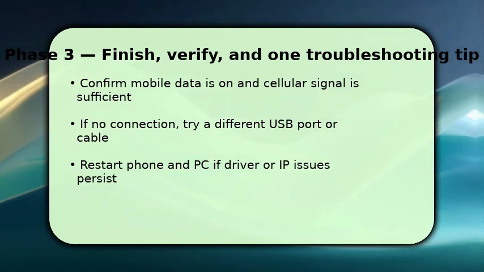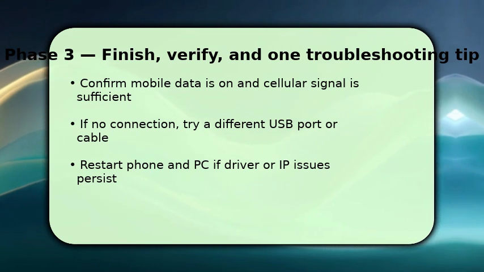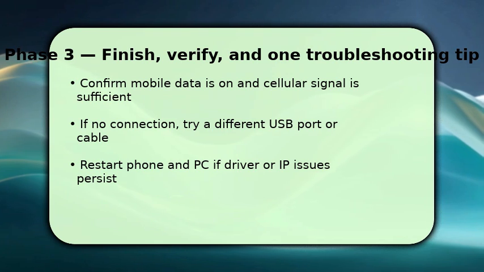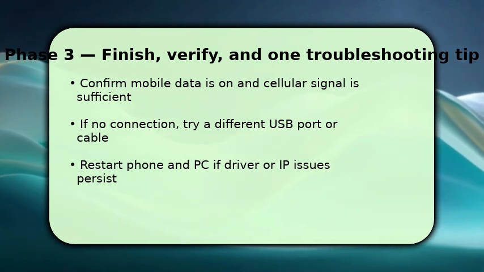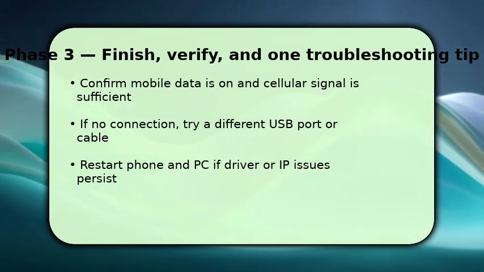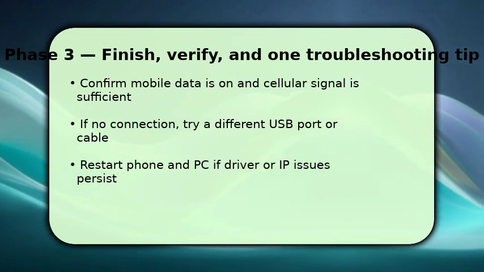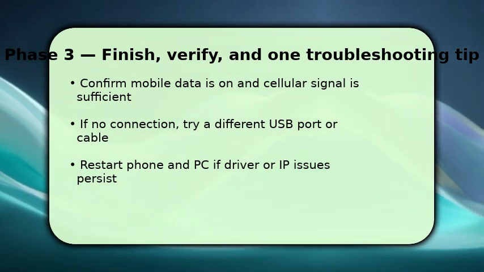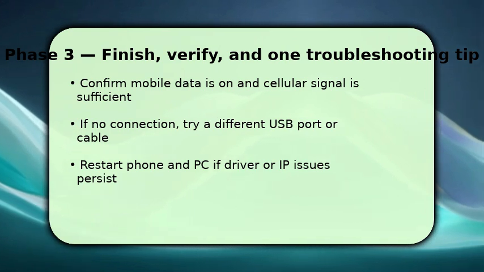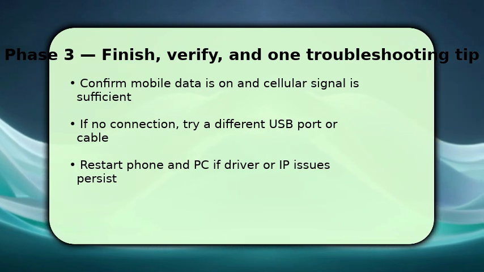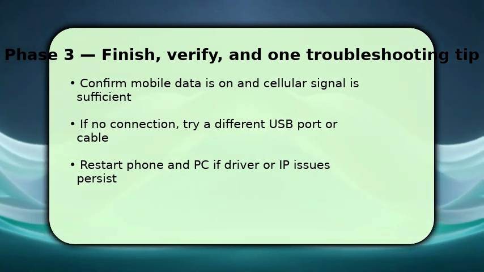If nothing appears, make sure the cable is in the phone's primary USB port and try another cable or port, since power-only cables are common. If the PC shows limited connectivity, restart both devices to reset drivers and obtain a fresh IP address. One key troubleshooting tip: toggle airplane mode on the phone for 5 seconds, then off, to quickly refresh the mobile radio and re-establish data.